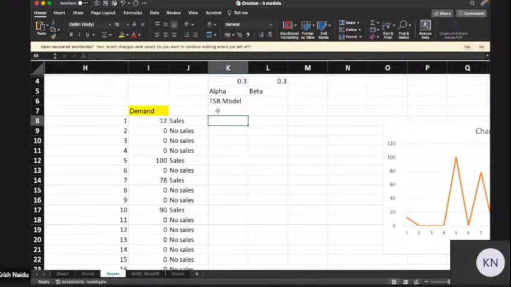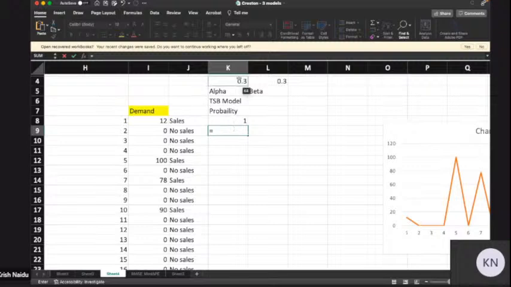So what I'm going to do first is predict my probability of having a demand. If you look at the first value, I have a demand, so I'm going to take this as 1. It means I have a 100% chance of demand in the first period. Now I'm going to predict my second period.